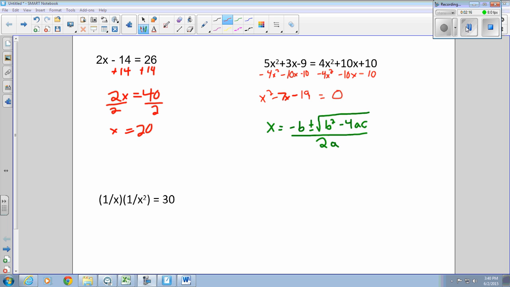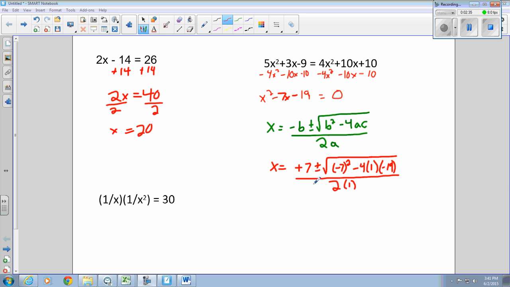Plugging in the numbers, we've got negative 7 for our b term, so that becomes a positive 7 with the negative out in front. Plus or minus the square root of negative 7 squared minus 4 times 1 times negative 19 all over 2 times 1.